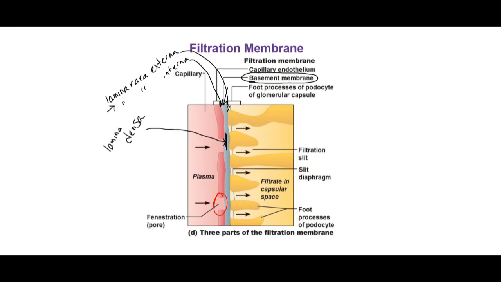So the purpose of your basement membrane is to make sure that of all the stuff that gets through those fenestrations, very large, negatively charged molecules are not going to make it past that basement membrane. All right, how do we feel so far? Are you good? Can you read that okay? Okay.